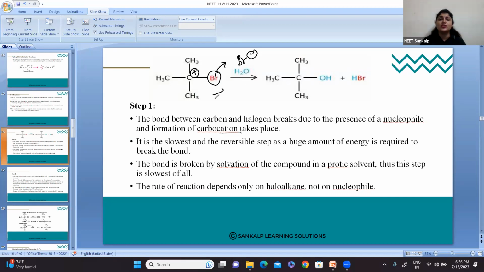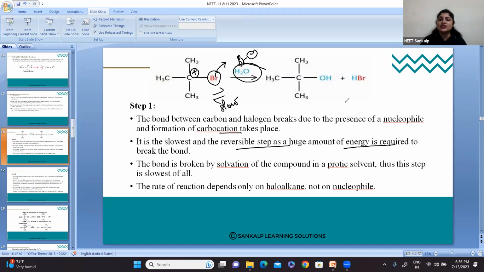This is a very slow step, and it is a reversible step. Why is it a reversible step? Because a huge amount of energy is required to break the bond. And this bond is broken by solvation of the compound. How can this bond be broken? In the presence of a polar protic solvent. So this is a very slow step.